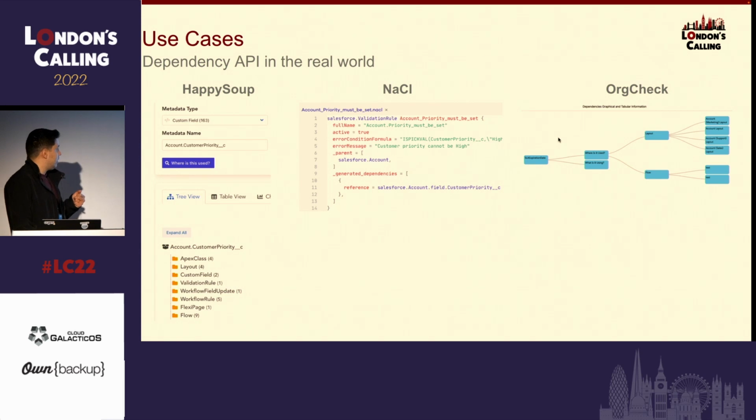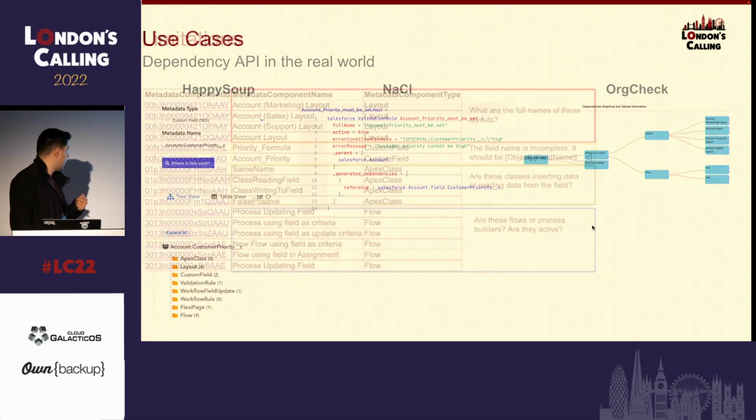Finally, there's an open source app as well from a friend of mine in France called OrgCheck, which is really good for technical debt. And there's also a nice diagram where you can see where a field is being used in your org. So those are the basic use cases.